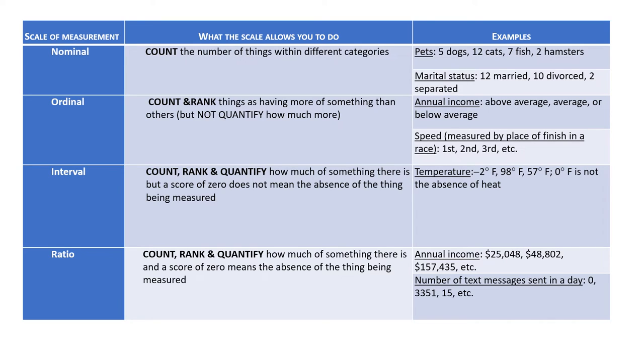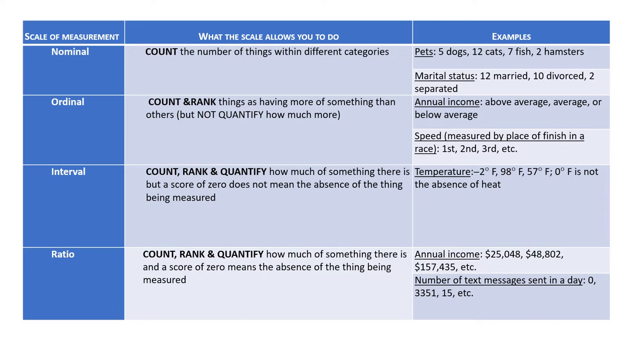Similarly, marital status might have different categories. Someone could be married, they could be divorced, or they could be separated. Or single, I suppose, never married. You could go on and on, but you have these different categories and you're simply putting someone in a category and then you are counting how many people are in each category. So a nominal scale is just counting the number of things in a category. Very imprecise.